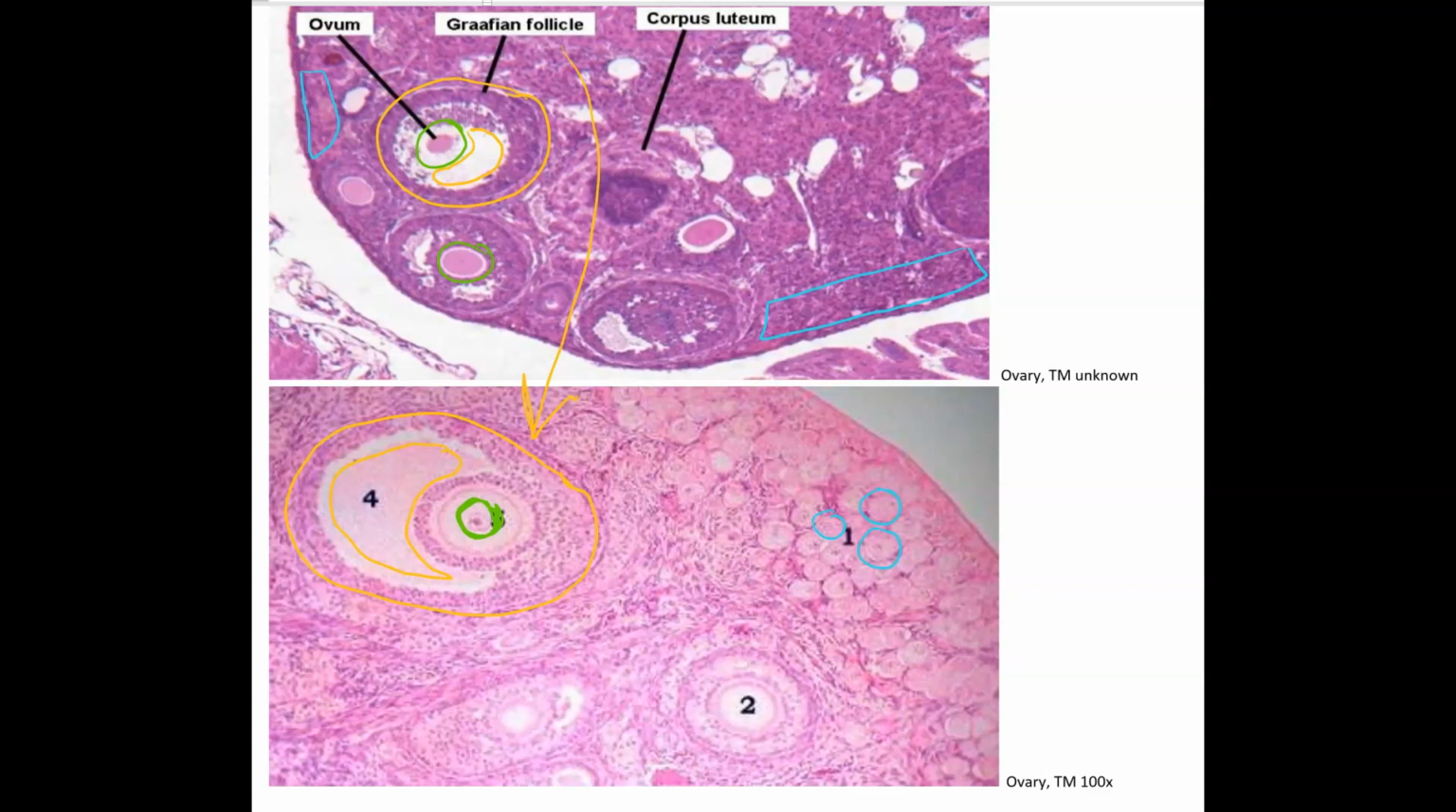And then lastly, we'll look at the corpus luteum, which is sometimes called the scar of ovulation or the leftover tissue from ovulation. The corpus luteum is basically the leftover follicle tissue without the ovum that is left after ovulation has occurred.